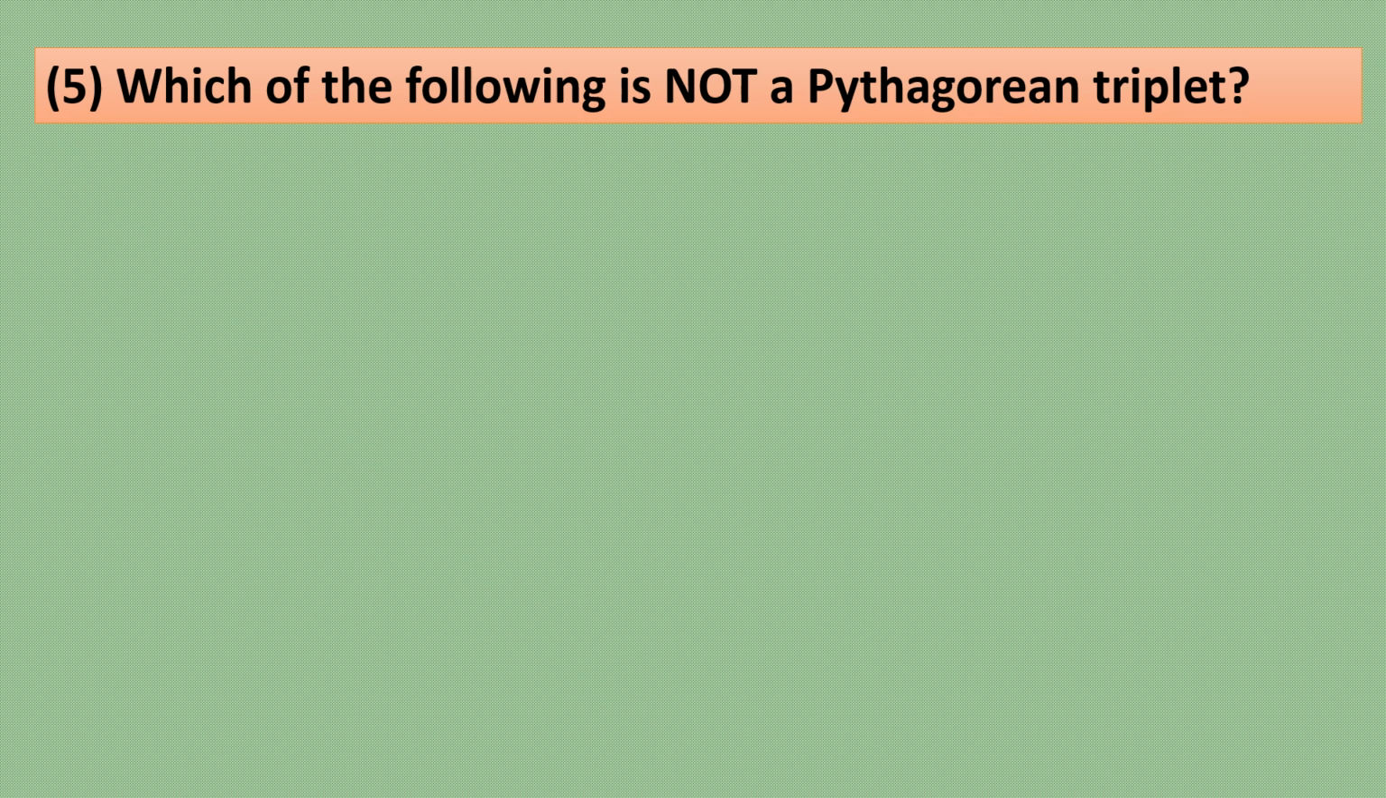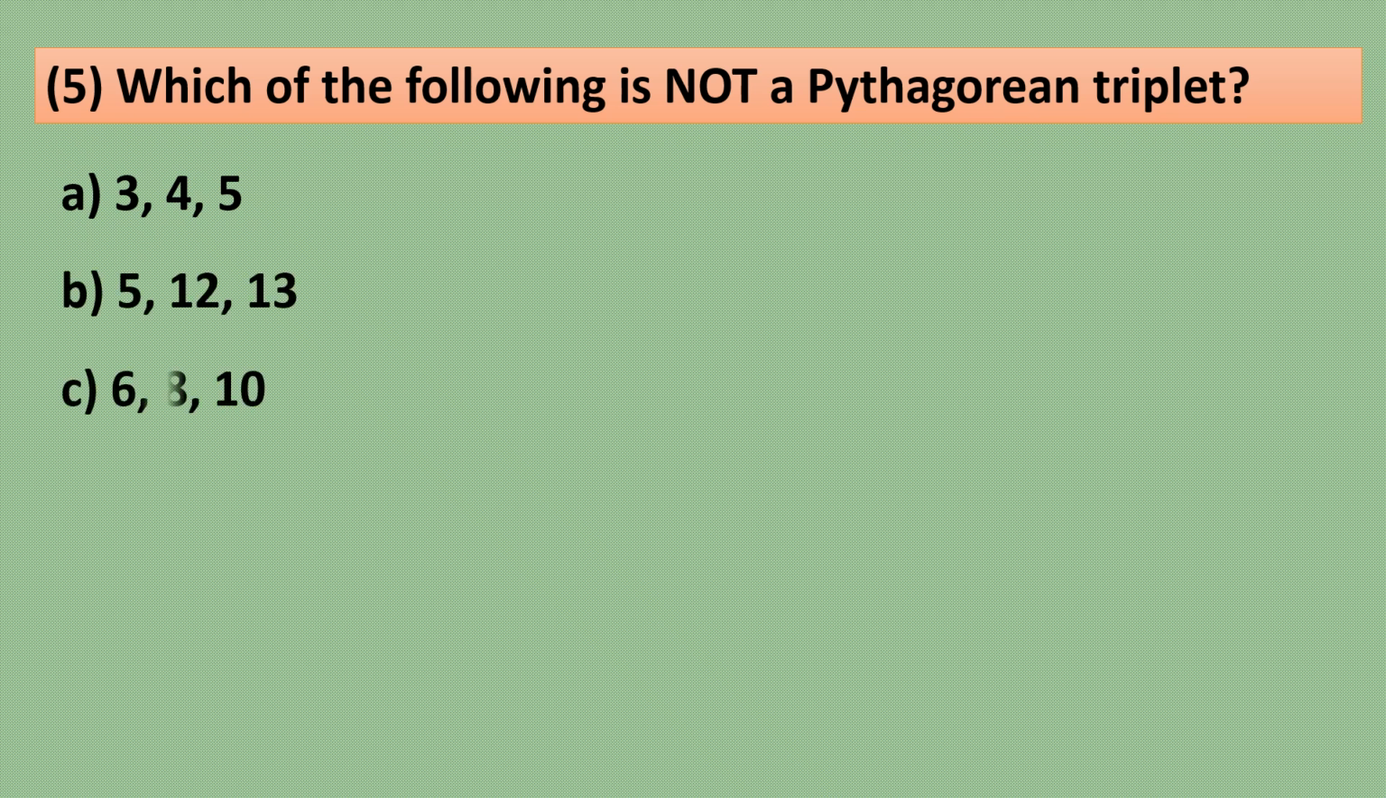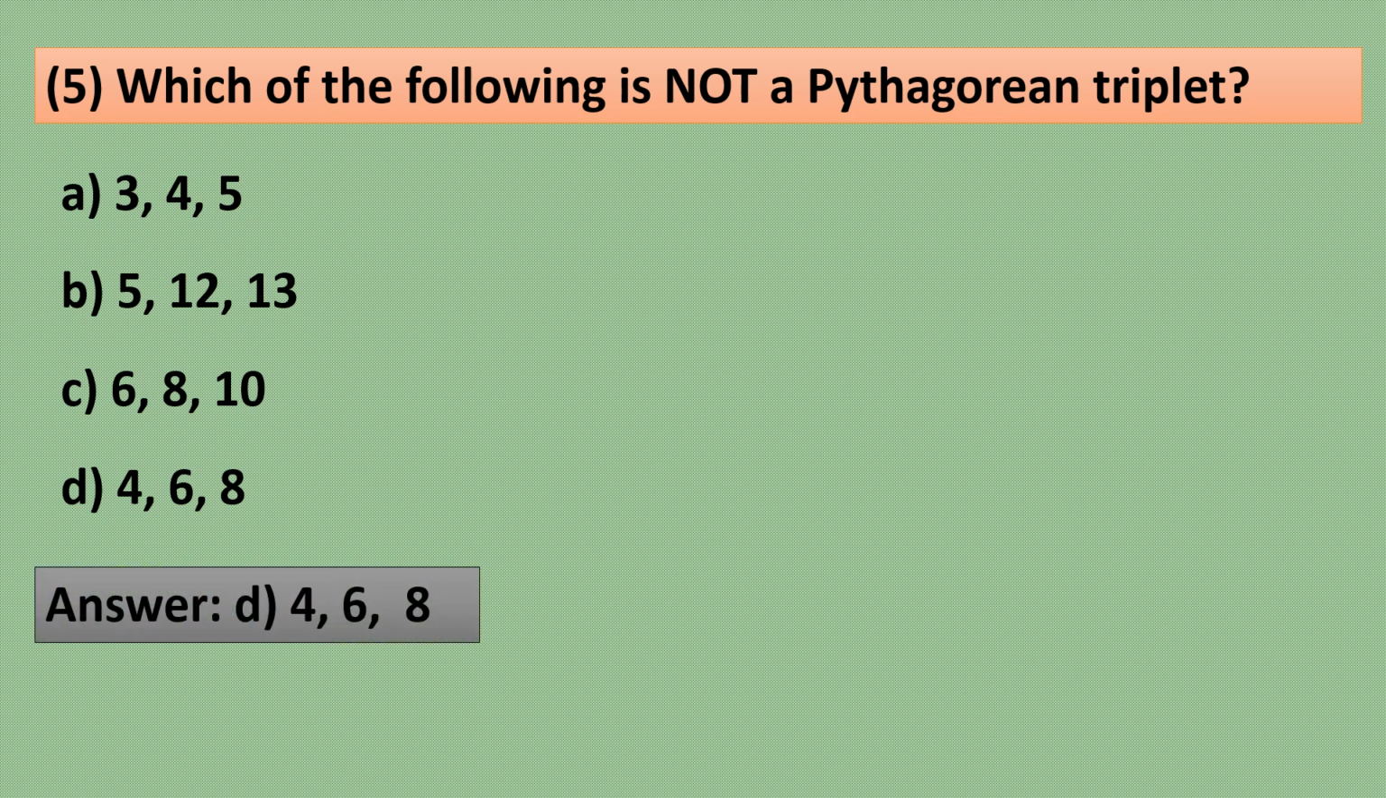This is question number 5. Which of the following is not a Pythagorean triplet? A. 3, 4, 5, B. 5, 12, 13, C. 6, 8, 10, and D. 4, 6, 8. And the correct answer is D. 4, 6, and 8.